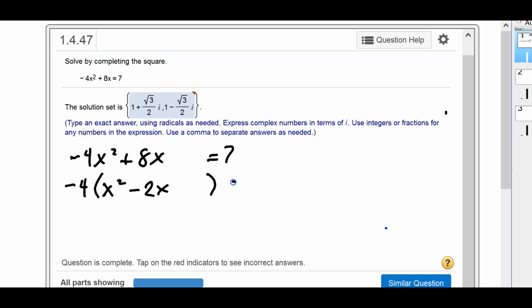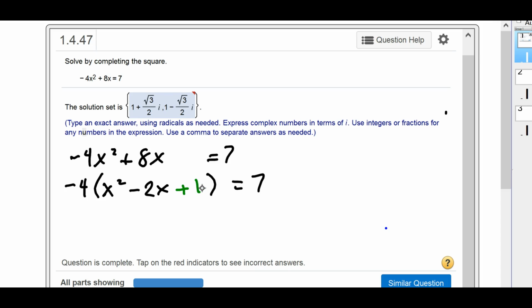Leave room here. And if we were to distribute the negative 4, we'd get back what we had here. We'll complete the square on the inside. And half of this coefficient is negative 1. Square that, we get positive 1.